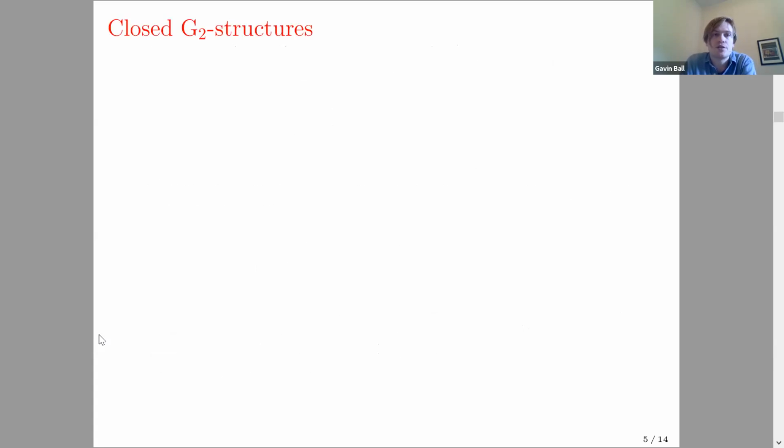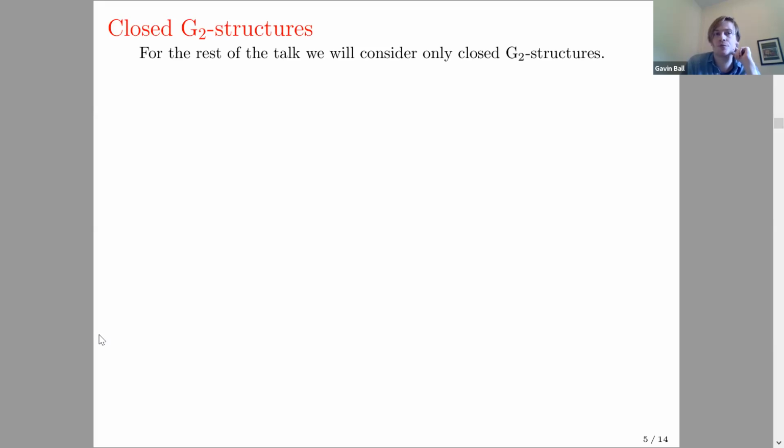Okay. So now I want to focus just on closed G2 structures. This is maybe more interesting from the point of view of construction of compact manifolds with special holonomy. But like I say, the techniques that I'm going to describe could be used in the co-closed case as well. So for the rest of the talk, I'm considering only closed G2 structures.